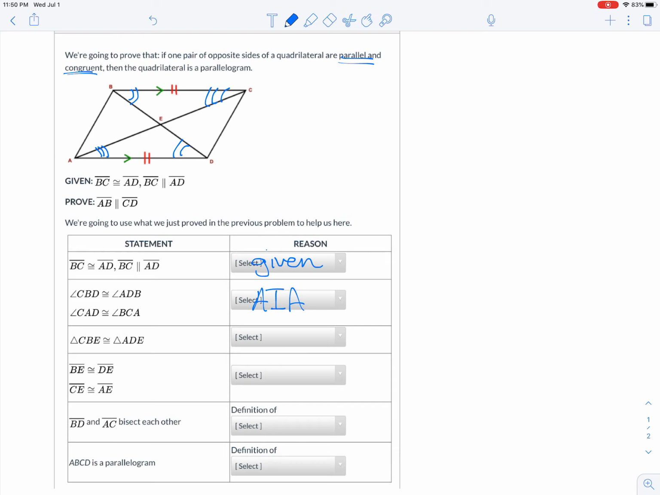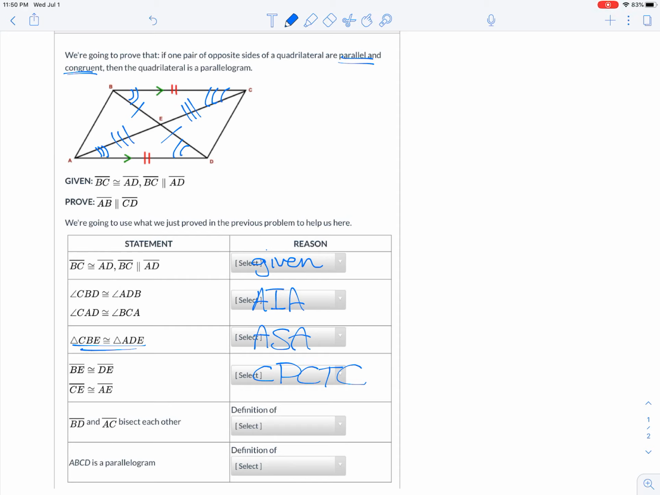CBE is congruent to ADE. That's for angle, side, angle. We didn't even need those vertical angles in there. That's good. And now because they're congruent triangles, corresponding parts of congruent triangles are congruent. That gives me BE is congruent to DE. I'll make 1 mark there and 1 mark there. And CE is congruent to AE because those are corresponding parts.